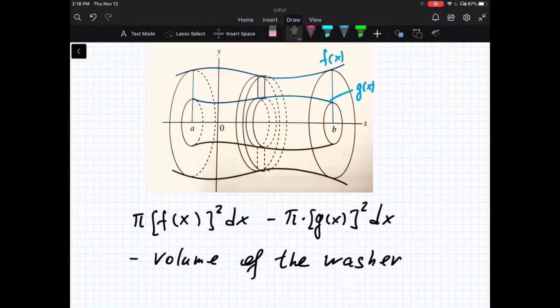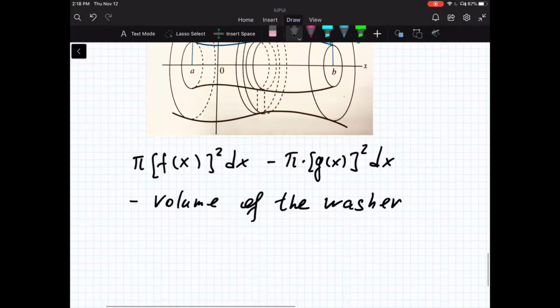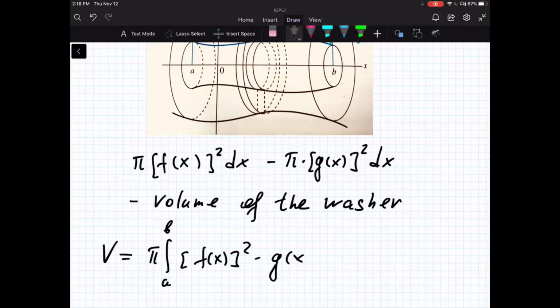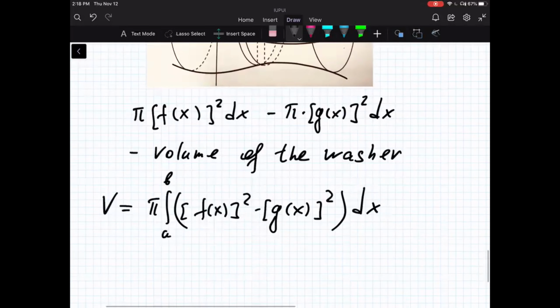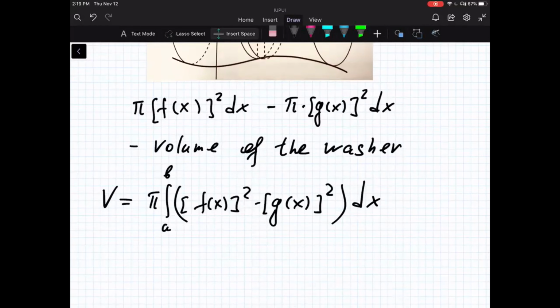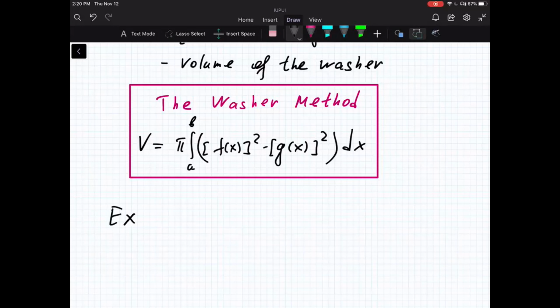So it's your typical element, typical washer, and thus the whole volume will be the integral from a to b of pi times f of x squared minus g of x squared dx. And this is called the washer method. Okay, let's do example number 2.